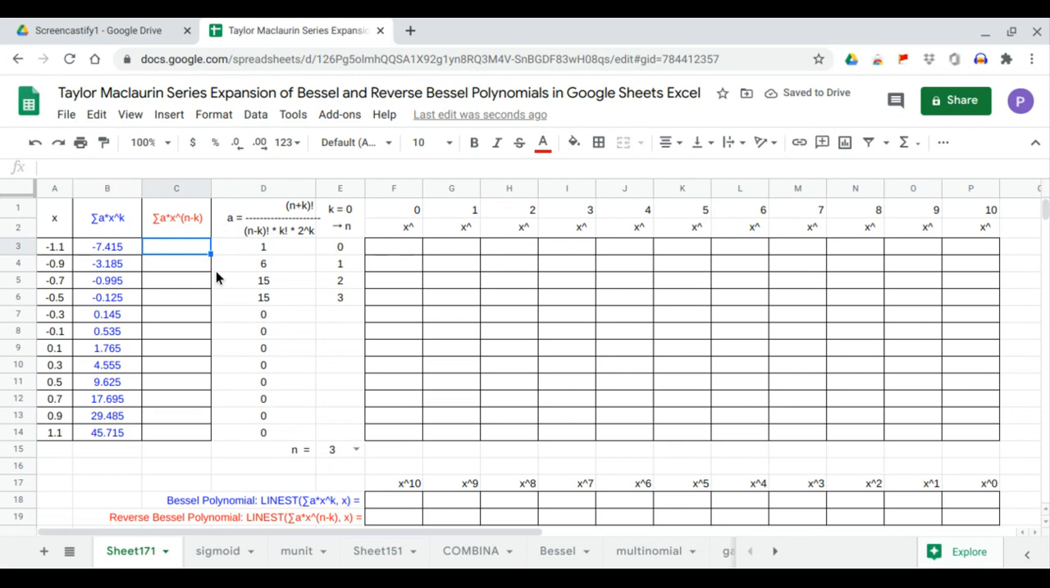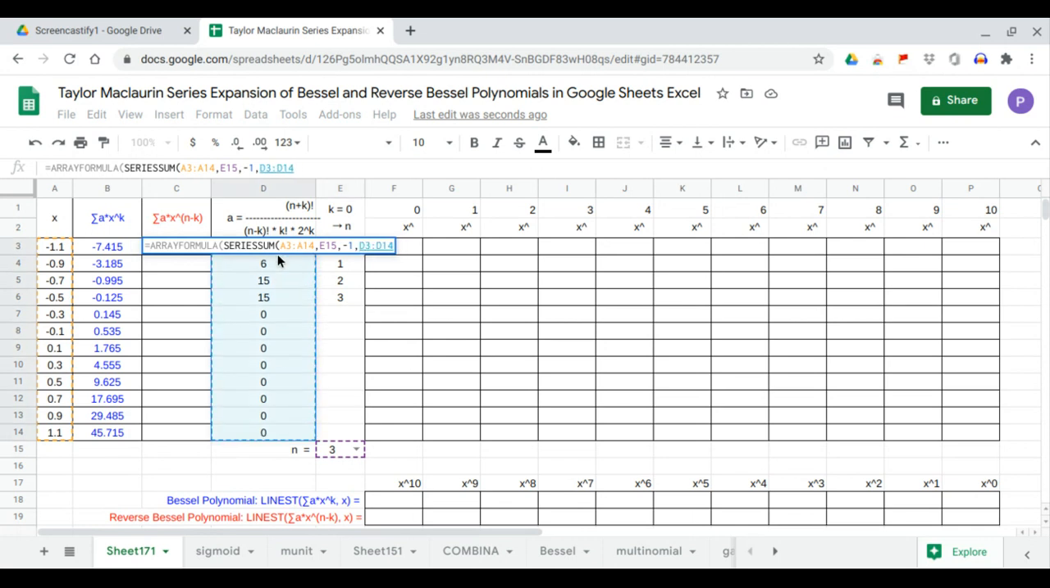And the reverse Bessel, which is equal to the summation of a times x to the power n minus k. So our formula, SERIESSUM of the x values raised to the power n minus k, where n minus k starts from n, incremented by negative k. So where k is incremented by 1, so minus 1. And the coefficient will be this range.